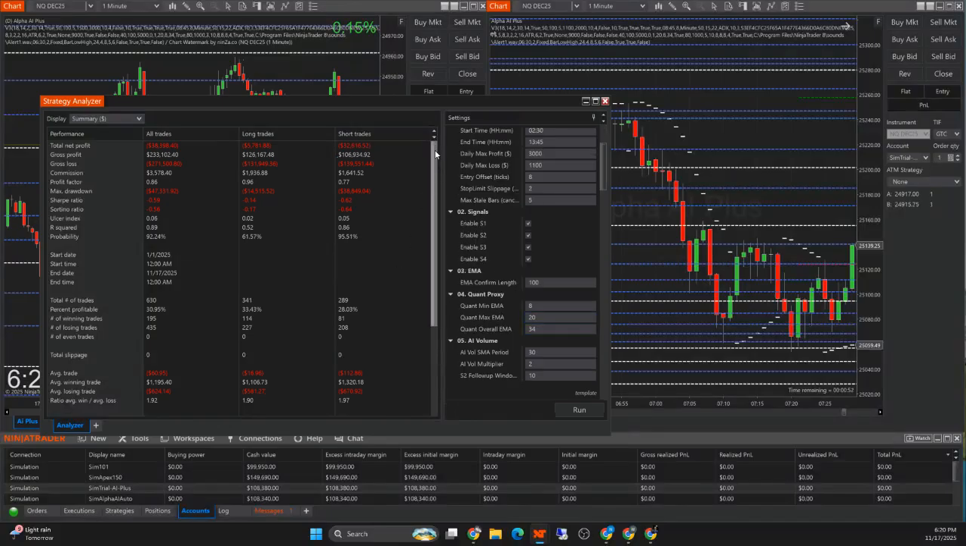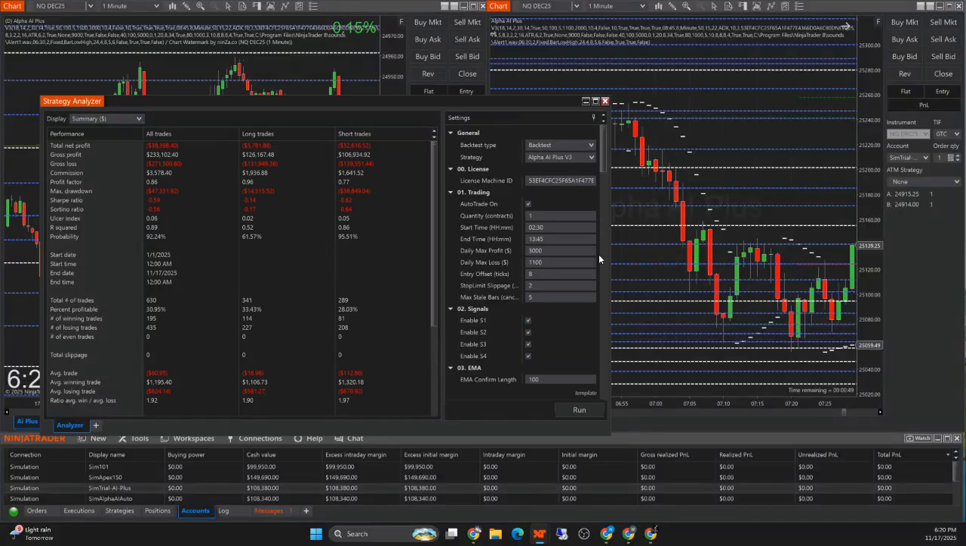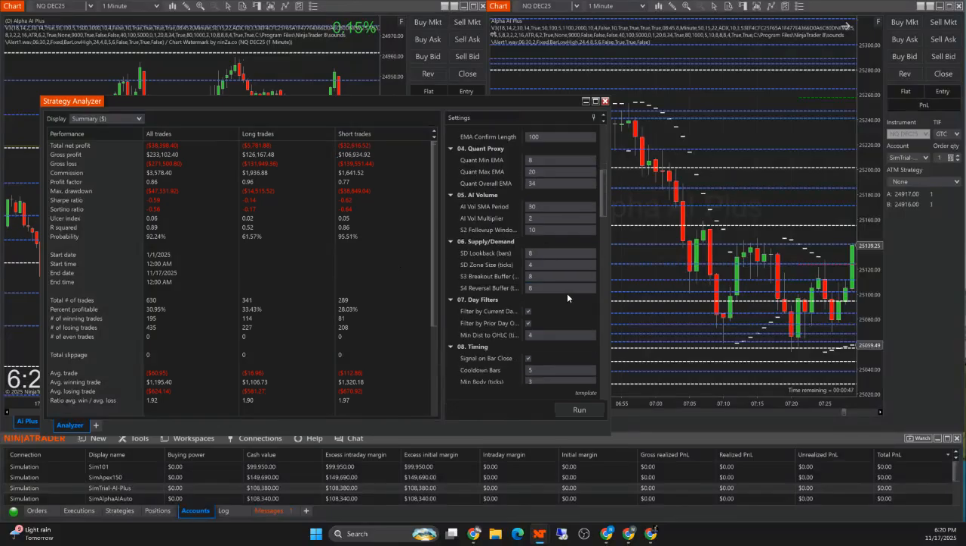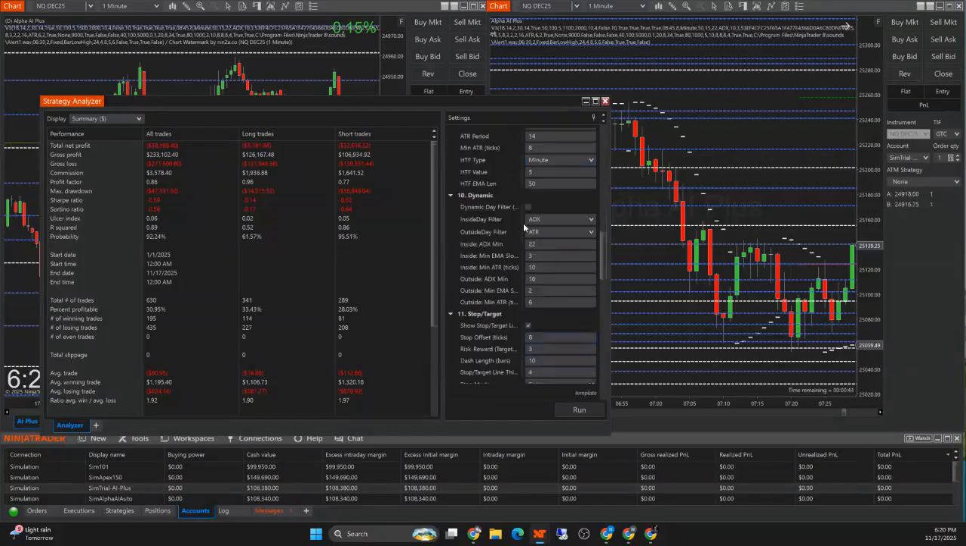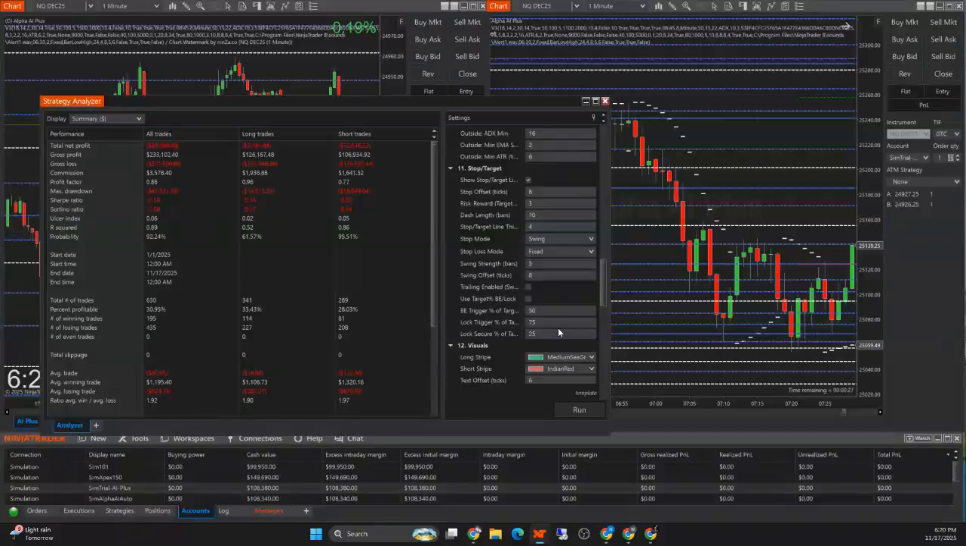You get the idea of how you build a template, so you can actually go and change the higher primary filter. You can also do a dynamic filter, which means the market will check if it's an inside day or not. Inside day means it is within the previous day's open and close. And if it's an inside day, pick this filter or none. If it's an outside day, pick this filter or none. And also you can change the stop mode, bar higher, lower, swing.